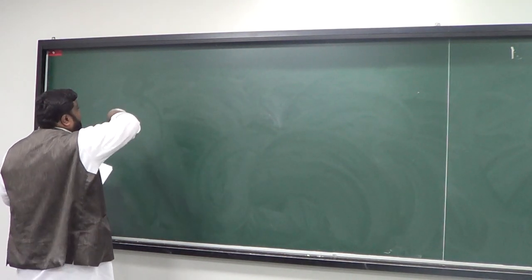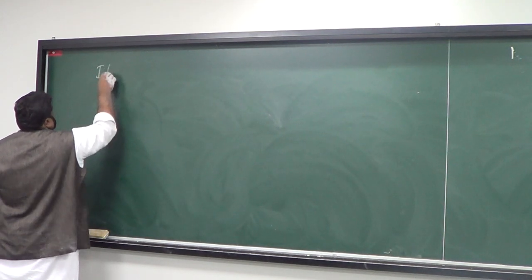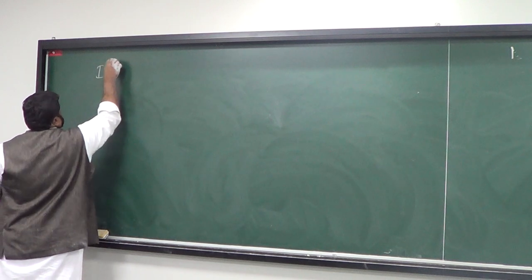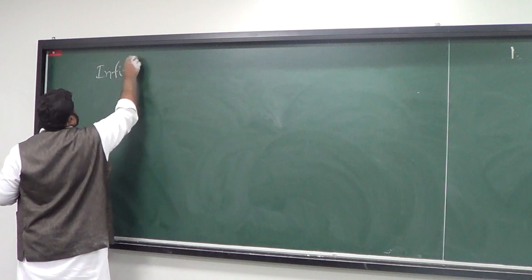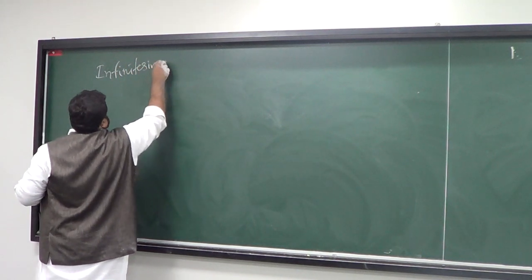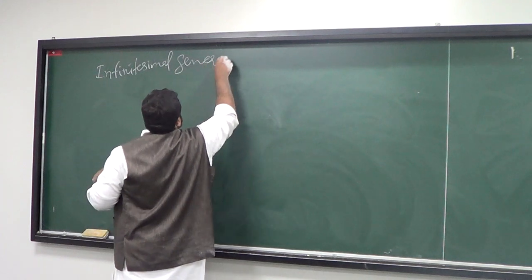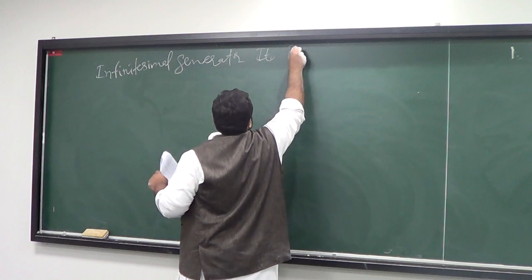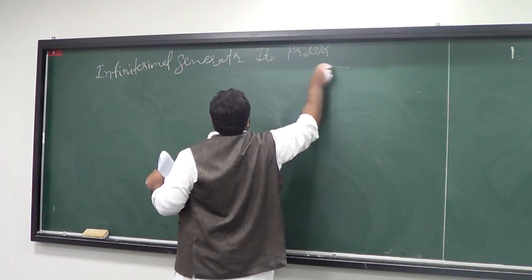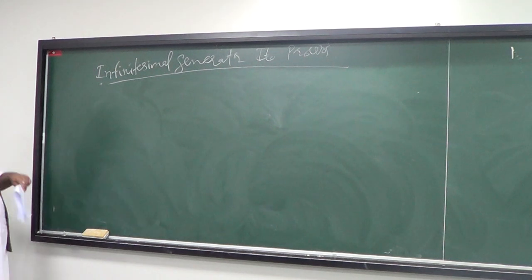So what we would like to do next is to find what you call the infinitesimal generator for an Itô process. They have been given an Itô process. How to find the infinitesimal generator of it?